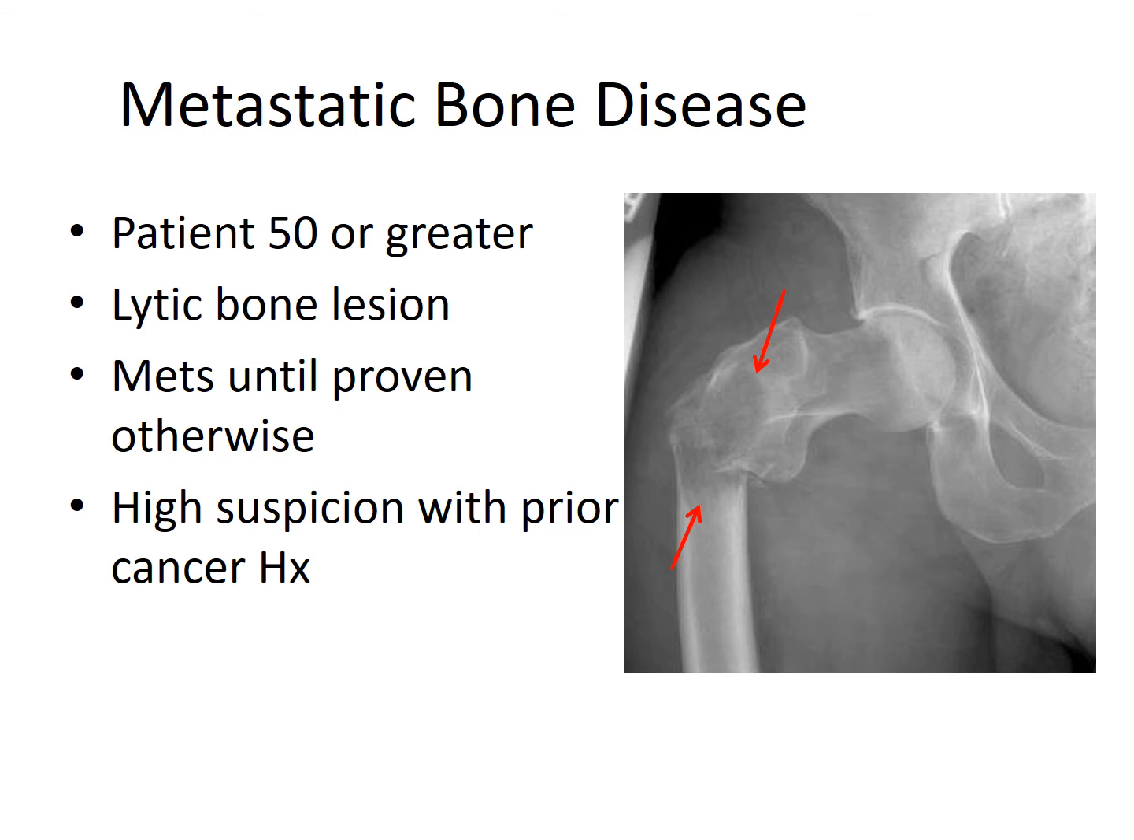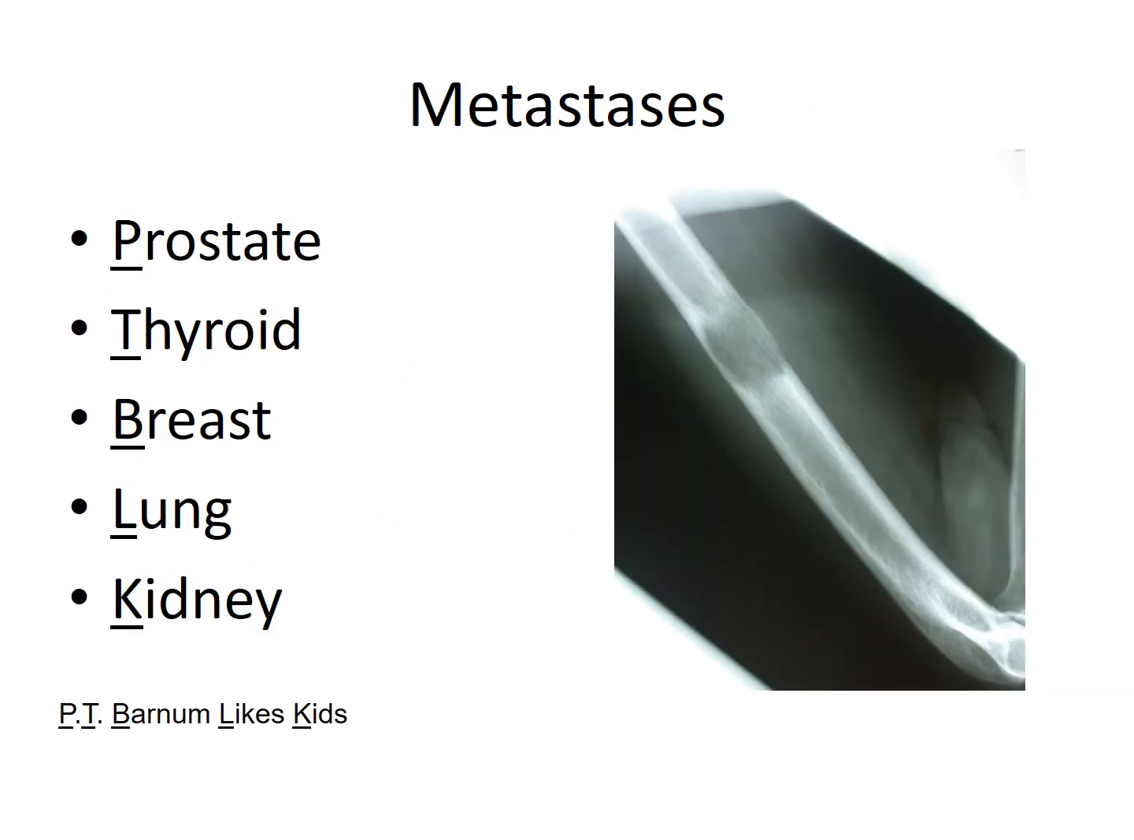In this case, this is a displaced intertroch subtroch femur fracture. It's lytic in nature, so follow your studies for metastatic bone disease. CT chest, abdomen, pelvis, whole body bone scan, any disease-specific tests that may apply like PSA or otherwise, and then a biopsy. Your common mets: prostate, thyroid, breast, lung, kidney. P.T. Barnum likes kidney.